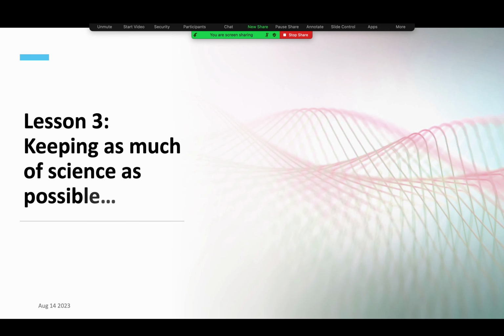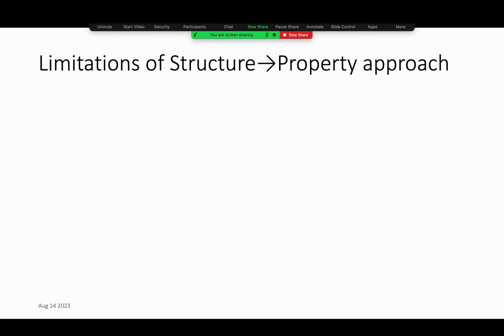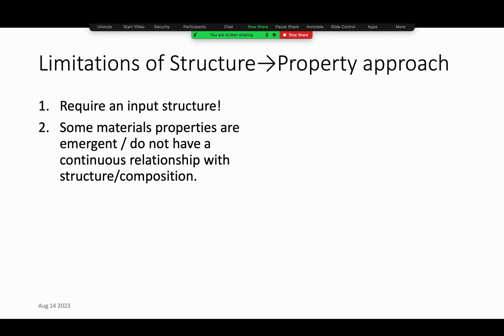All right. Now, this is where lesson 3 comes in, which is keeping as much of the science as possible, right? If you recall, we just talked about structure to property prediction. In other words, I give you a structure, and I ask the machine learning model to tell me the property, right? There are a few limitations, okay? Number one, you actually require an input structure, right? And most of the time, you get an input structure from DFT calculations, right?